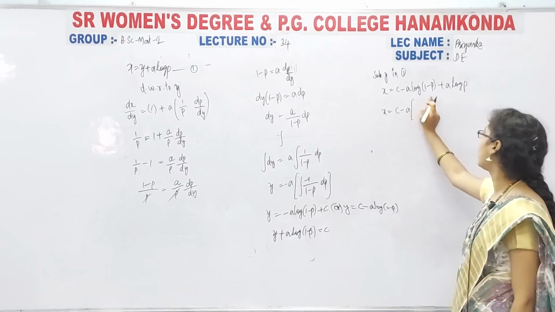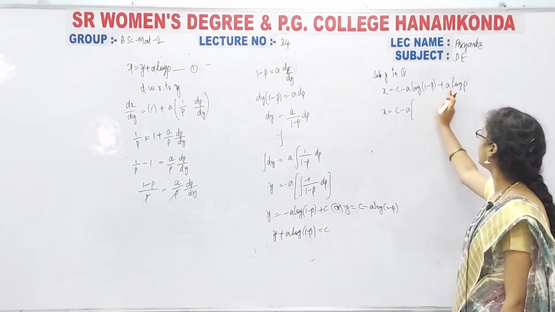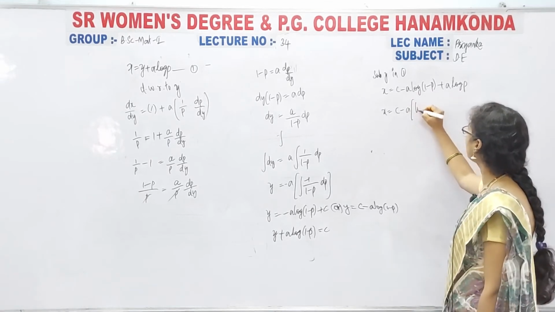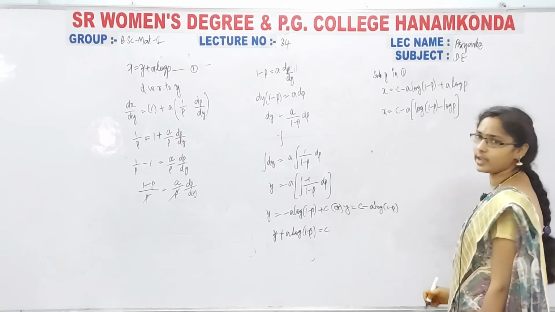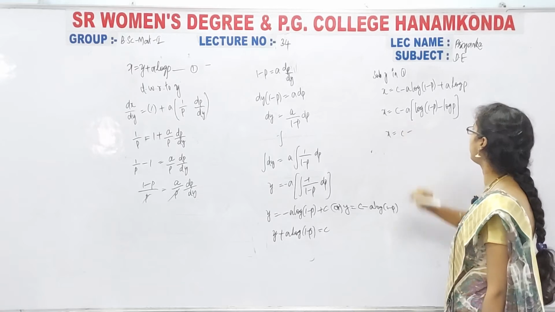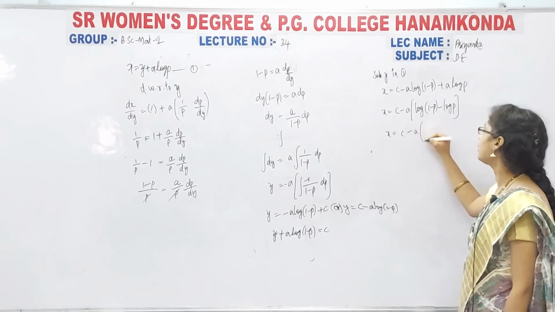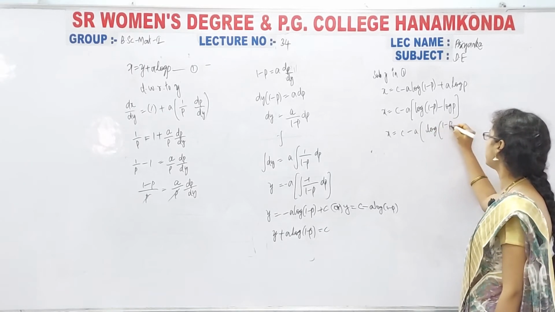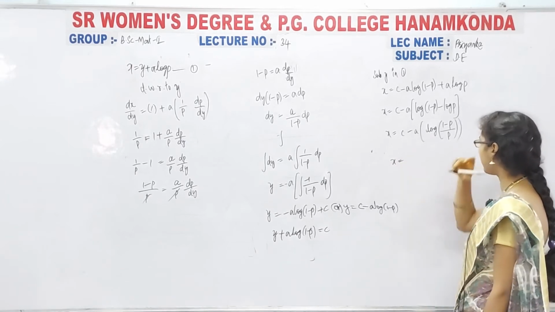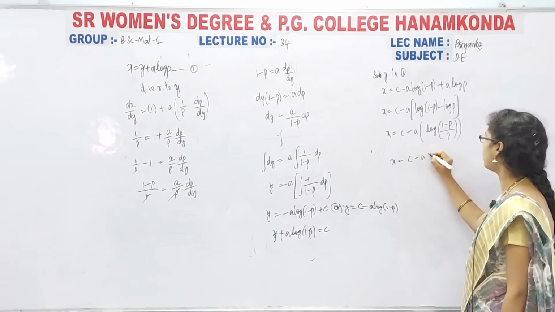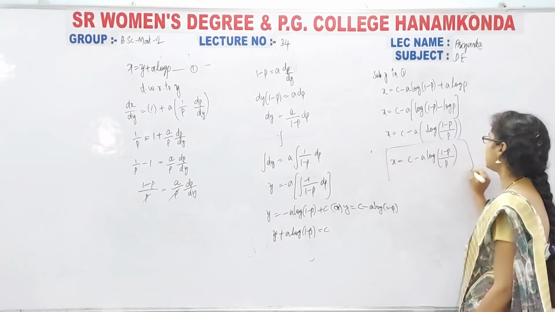Okay, so now we have log (1 minus p), and I am taking a common. Then we get a times log of (1 minus p) minus log p. Then x equal to c minus a times log a minus log b, which is log of a by b. So log of (1 minus p) by p. So finally x is equal to c minus a of log of (1 minus p) by p. So this is nothing but the required solution.